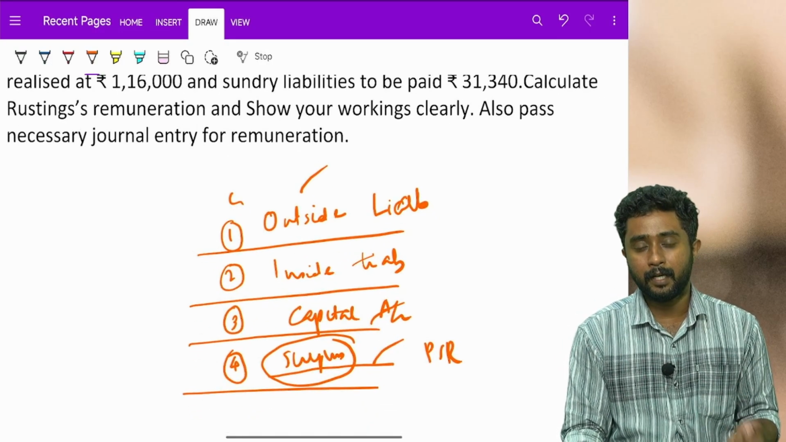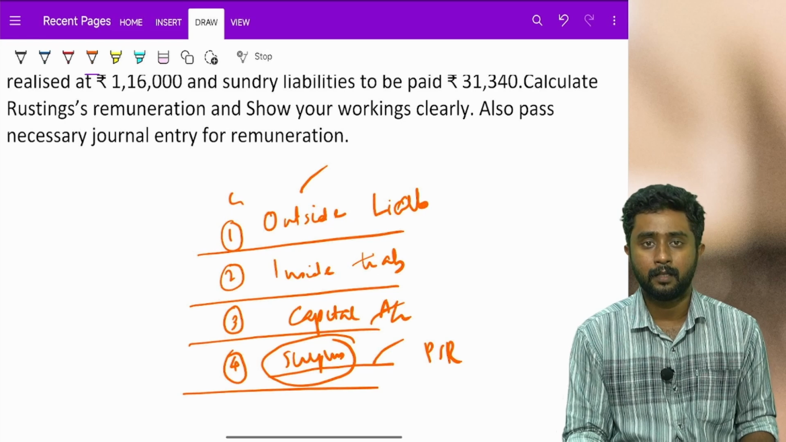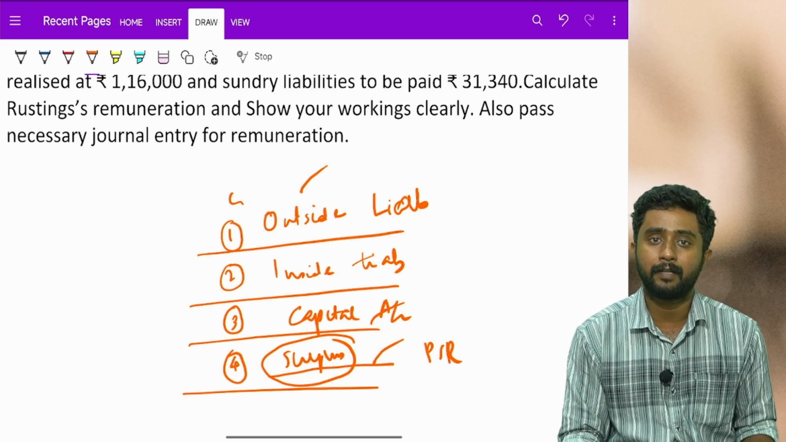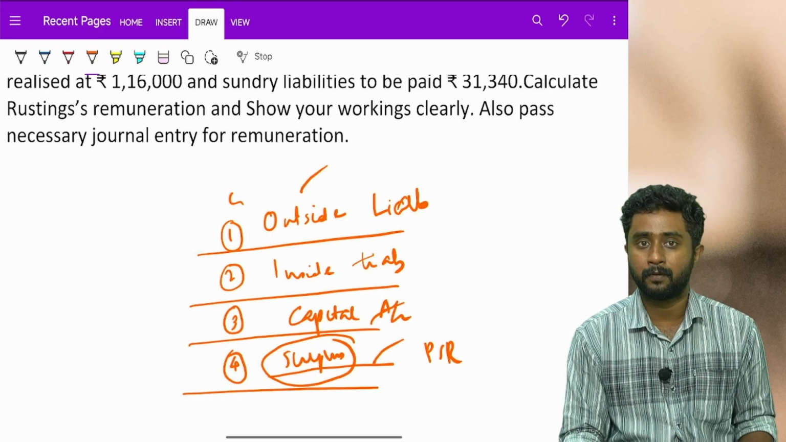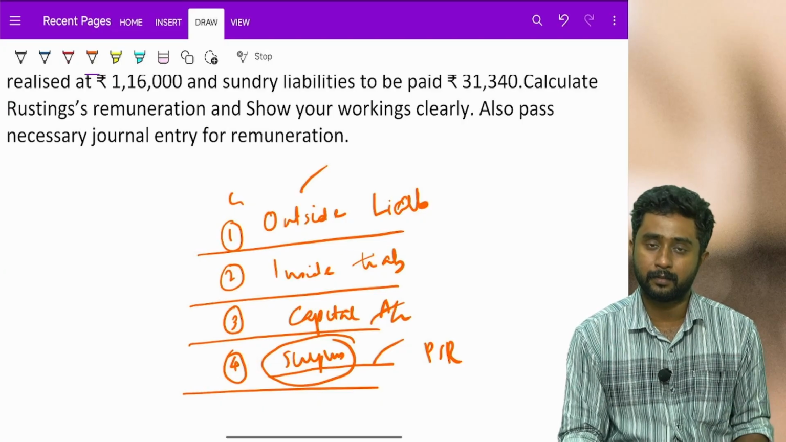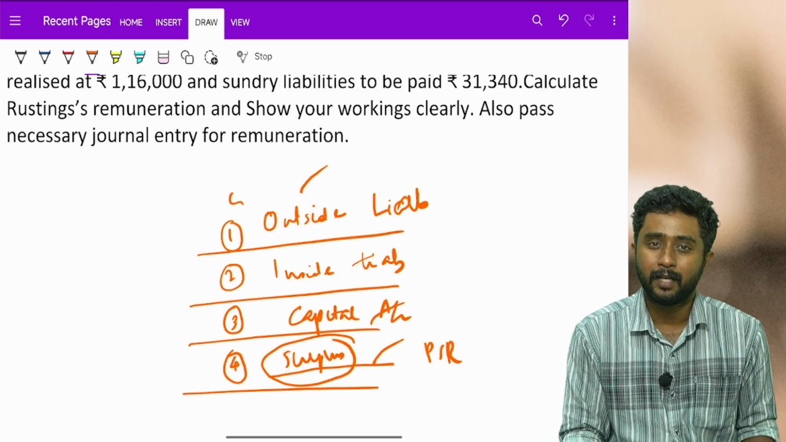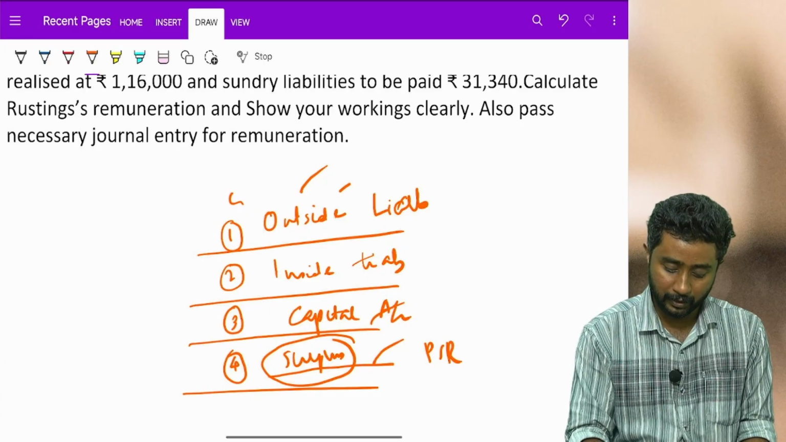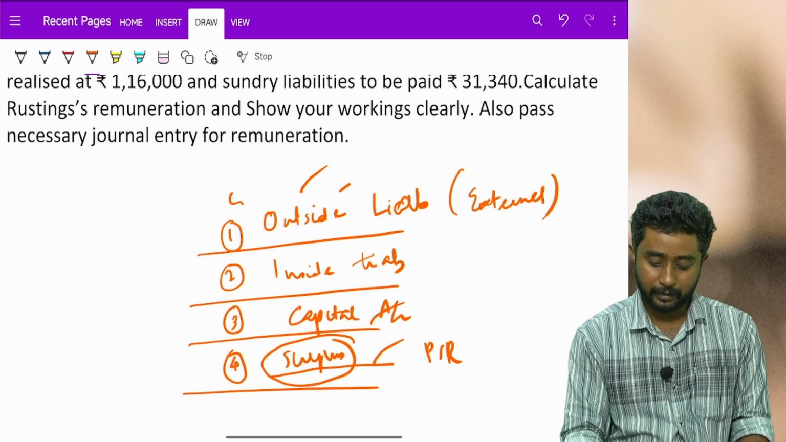Outside liability means any kind of loans or borrowings that the business has taken from outside. Best example is creditors or bank loan. Sometimes a partner's relative may have given a loan to the firm. So partner's wife's loan, partner's brother's loan, partner's sister's loan. Any outside people involved in lending to the business, those amounts which we have to repay to them come under outside liabilities. It is also known as external liabilities.